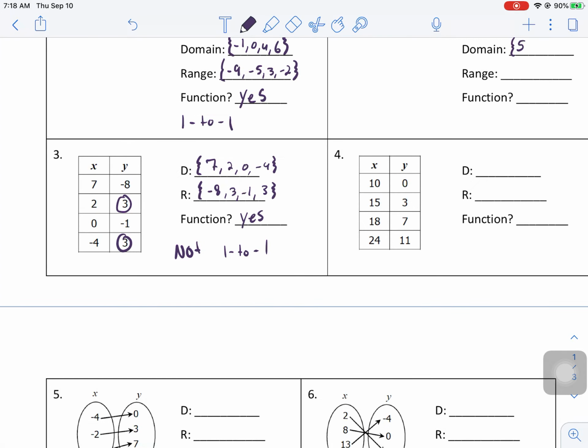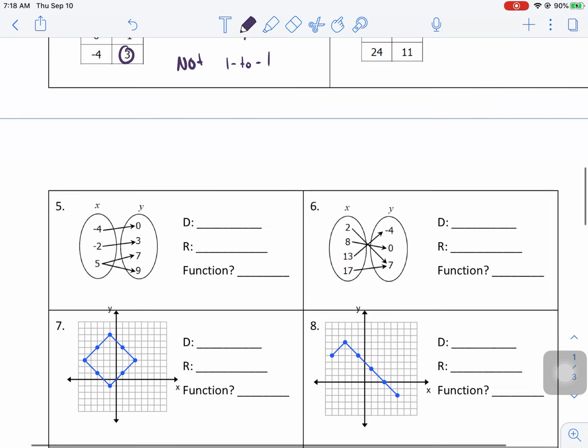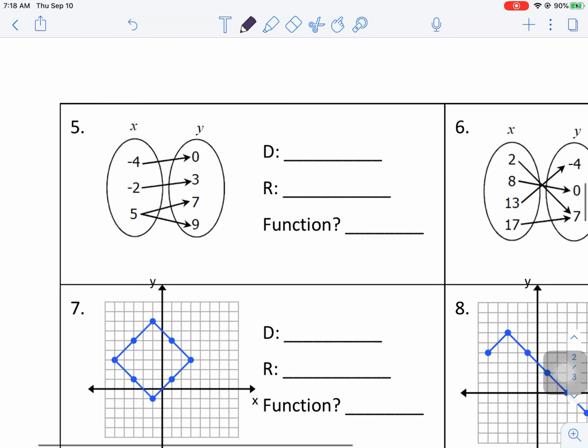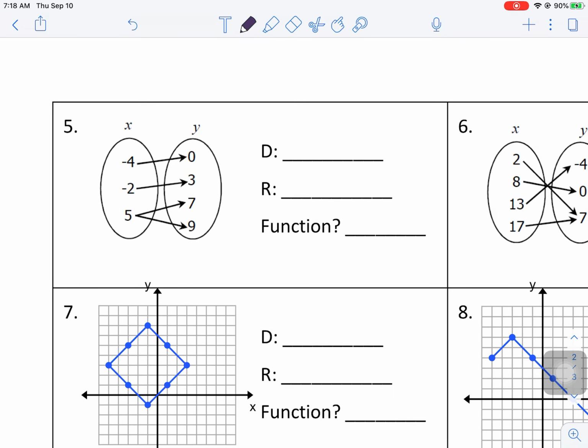So again, you guys try out number 4, write the domain, write the range, and then determine if it's a function. All right, number 5. So again, this is still discrete. We're just mapping an x value to a y value, okay? So this is still curly brackets. So if we're doing curly brackets, we're going -4, -2, and 5 for the domain. For the range, we have 0, 3, 7, and 9, okay?